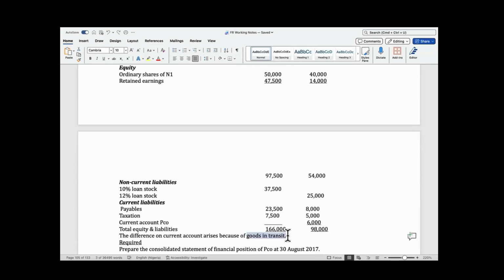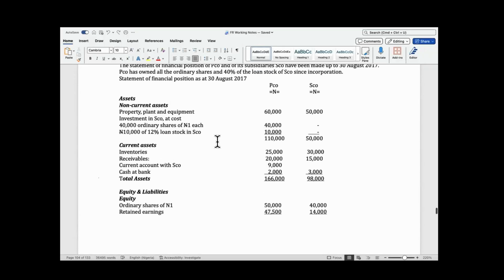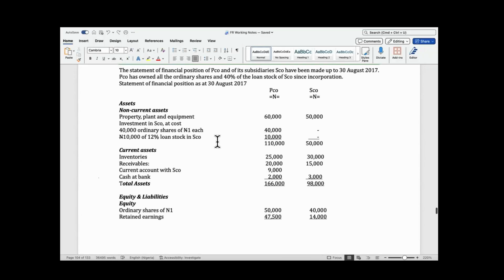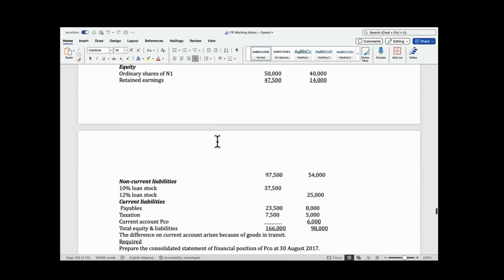Even if they don't tell you, you can assume either goods in transit or cash in transit. Either one is good. Those are the items that I need to cancel out. Every other item shall be consolidated.